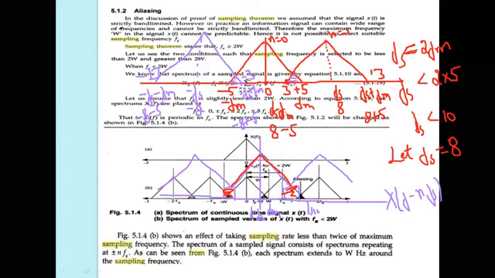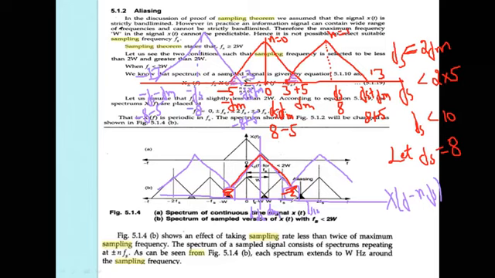Understood? There are different ways to avoid aliasing. One is Fs greater than 2Fm, where there is a guard band, and the other is Fs equal to 2Fm. What is aliasing? The definition of aliasing is when the high frequency interferes.